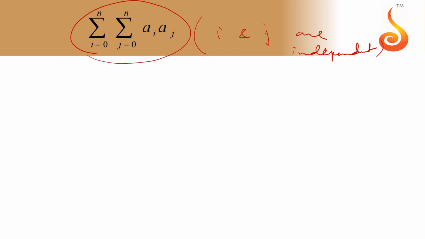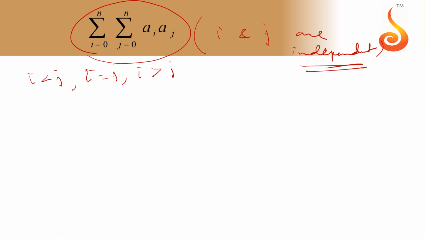Then summations. So what do you mean by summations? Suppose sigma i equal to 0 to n, sigma j equal to 0 to n, ai aj. In this case, we call i and j are independent. Remember, i and j are independent. So in this expansion, we will take all i less than j terms, i equal to j terms, i greater than j terms. So all terms we will take. So i and j are independent.